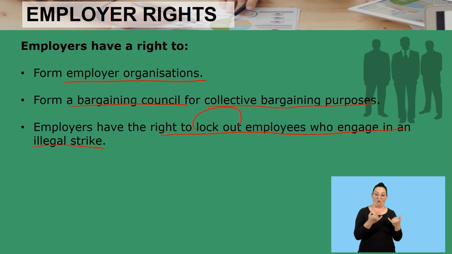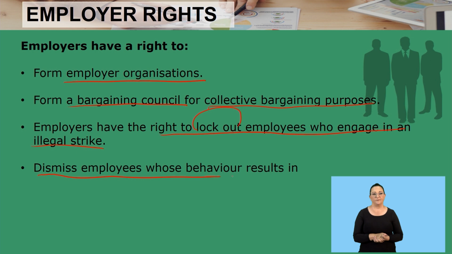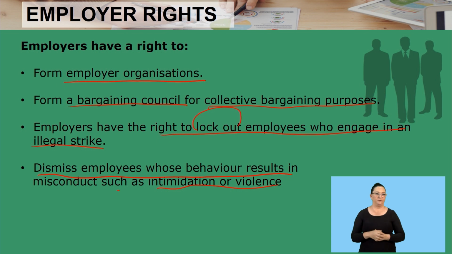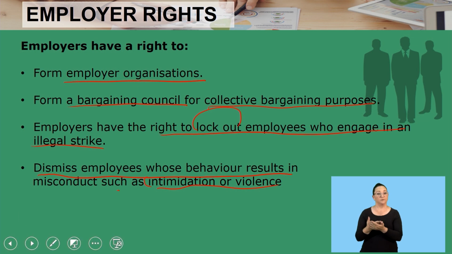What is to lock out? To say, yes, it's fine, continue on a strike, but not in my premises as an employer. I can lock the gate and tell you to go strike outside the business. So I have the right to do that as the employer. The employers have the right to dismiss employees whose behavior results in misconduct, such as intimidation or violence. If the employees are being rowdy and, as you're going to strike, you are vandalizing the building maybe, I've got a right to dismiss those employees whose behavior results in that during the strike action.